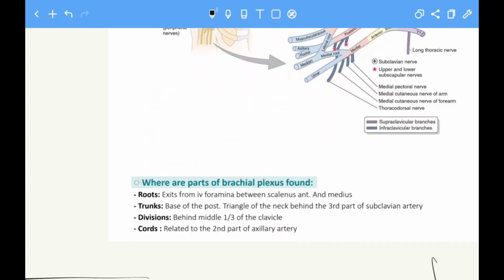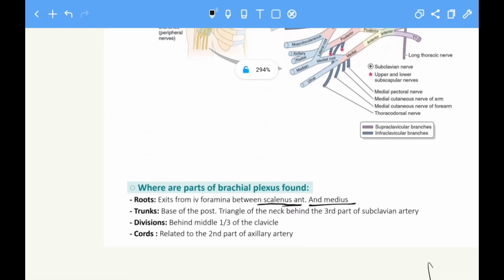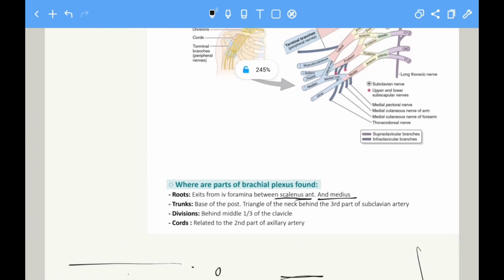Okay, it is between the scalenus anterior and medius, and the base and the trunk at the base of the posterior triangle of the neck. The division behind the middle third of the clavicle, and the cord in the second part related to the second part of axillary artery.